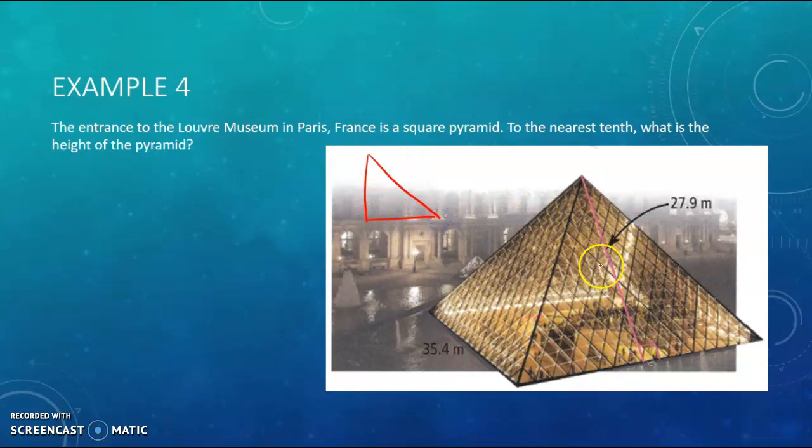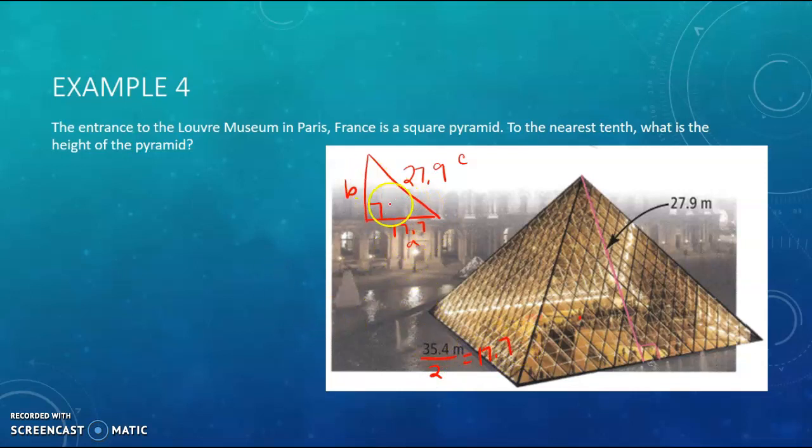All right. I know that this slant height right here, which is going to be our hypotenuse, is 27.9. I know I want the height. So this is going to be my B, and so this is C, and that my A. Now remember when we talked about this in our last section, because the height drops to the middle of the pyramid, I only want half of the 35.4. So half of 35.4 is 17.7. So again, that was 35.4 divided by 2 equals 17.7.